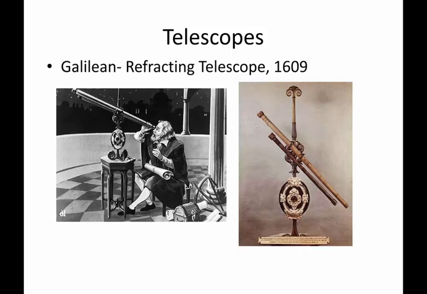Let's start talking about telescopes. There are two kinds: refractors that use lenses and then reflectors that use mirrors. This lesson is talking about those refractors.